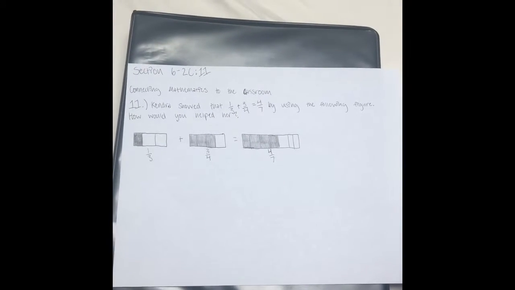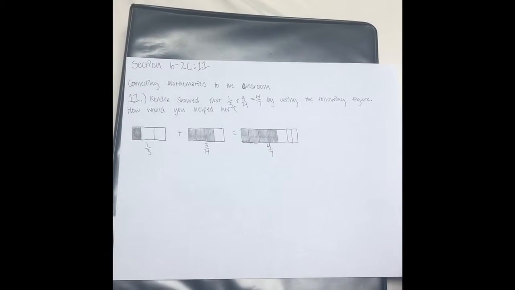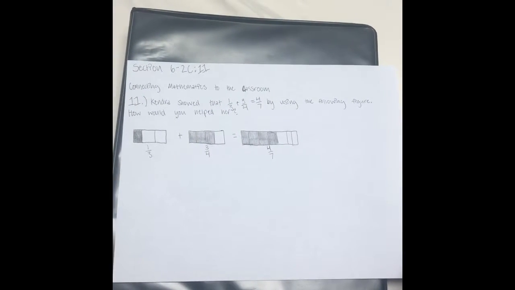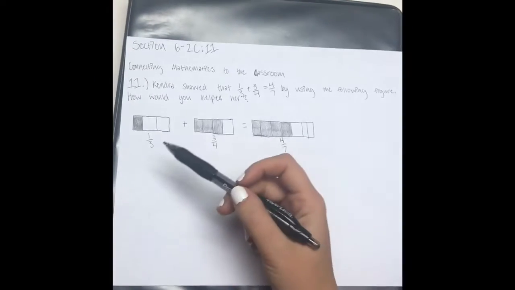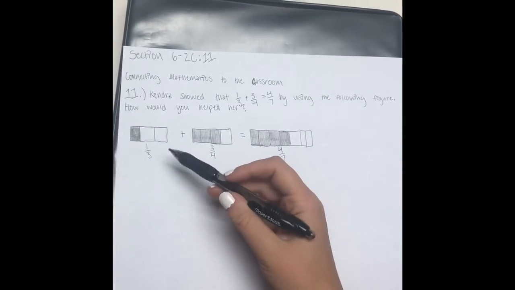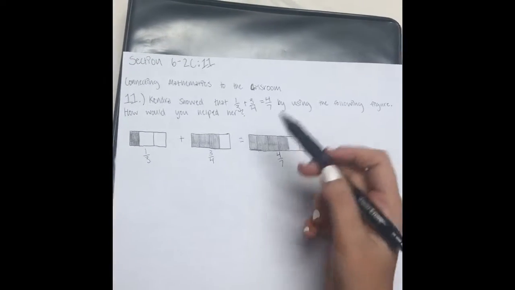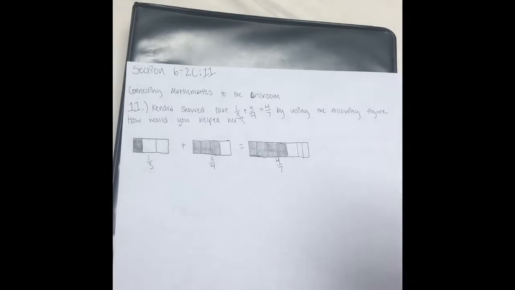Alright, so for my Teach It video, I will be explaining number 11 out of section 6.2 in our textbook. Kendra showed that 1/3 plus 3/4 equals 4/7 by using the following figure. How would you help her? Okay, so as we can see here, Kendra used the area model to explain 1/3 plus 3/4 equals 4/7.